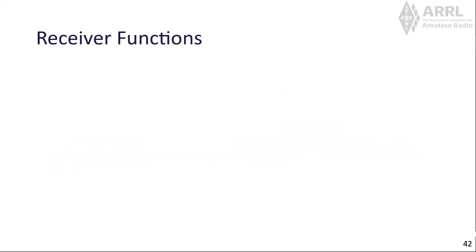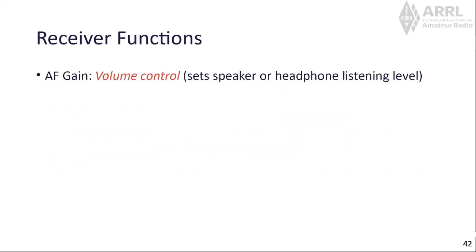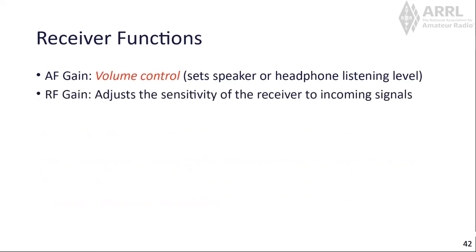Okay, receiver functions. AF gain, it's the old volume control knob. That sets the speaker or headphones listening level. RF gain adjusts the sensitivity of the receiver to incoming signals. Remember the difference. RF in a transmitter is how much power it's putting out. RF gain is what you're telling your radio, how hard do I want to listen? It adjusts the sensitivity to the incoming signal.